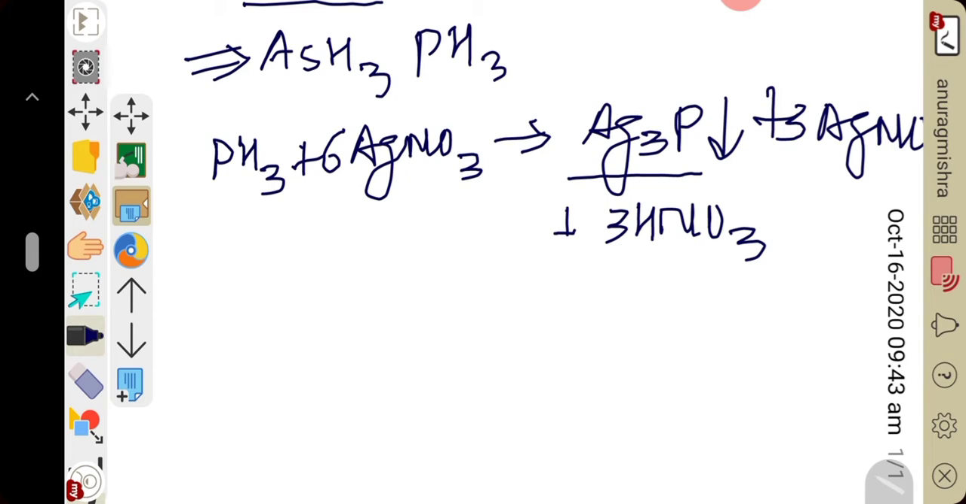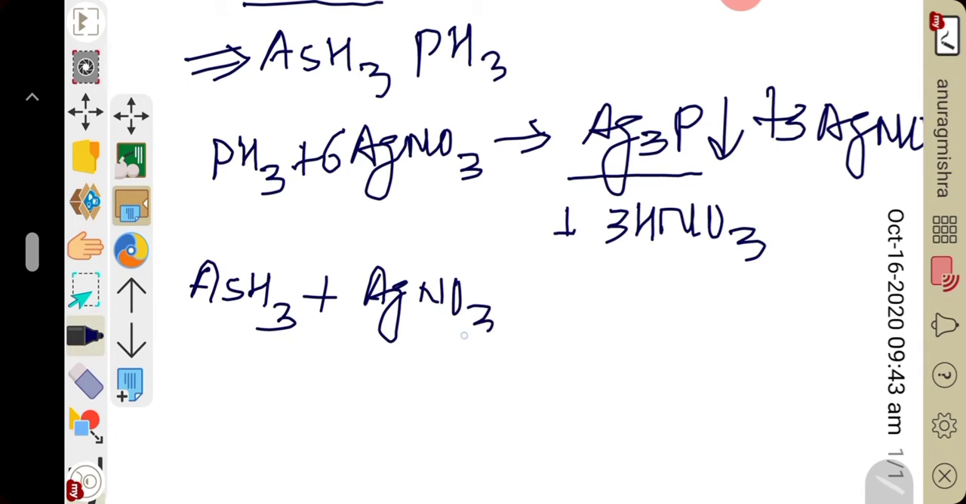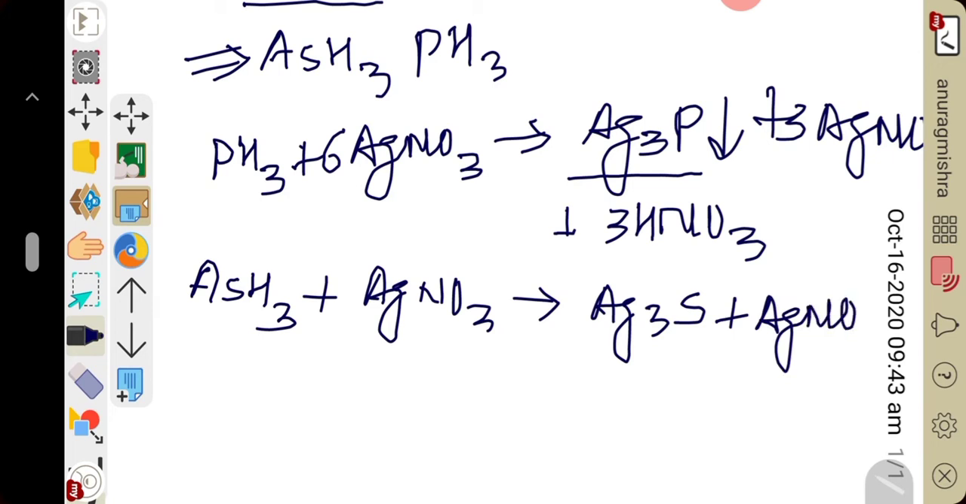In the same way, when arsine AsH3 comes in contact with the solution of silver nitrate AgNO3, it undergoes reaction to form again a precipitate, Ag3As, plus silver nitrate AgNO3 plus nitric acid HNO3. To balance it, again you have to put stoichiometric coefficients 6, 3 and 3. So in this way, the impurity of phosphine and arsine is removed.